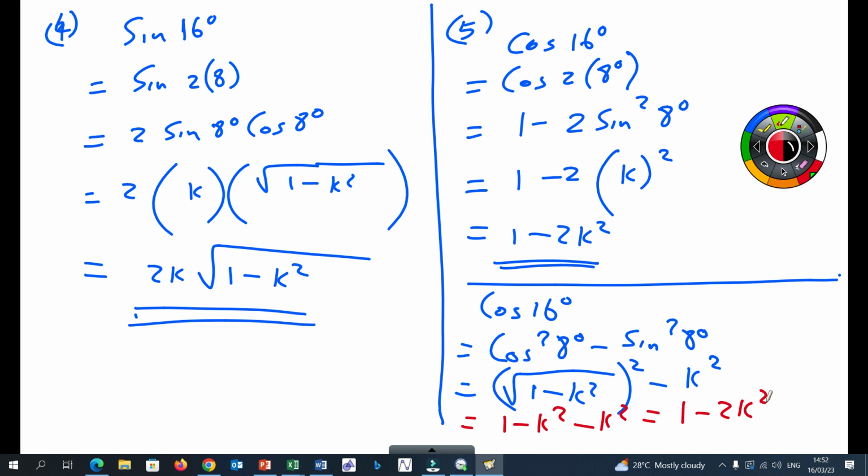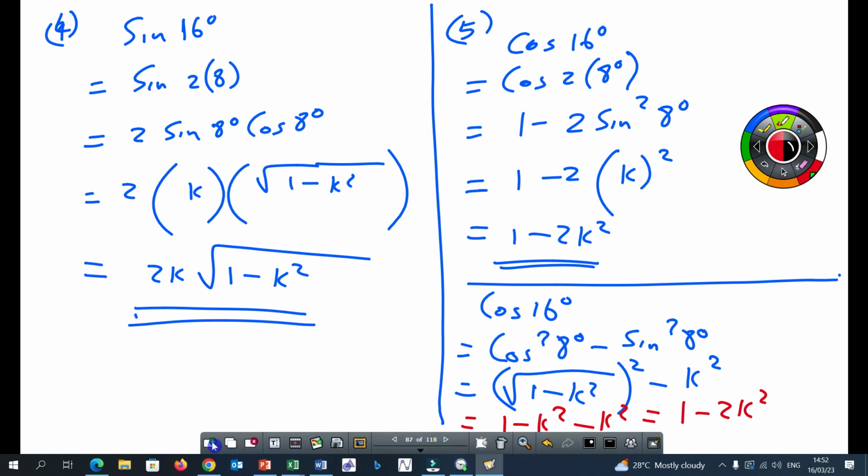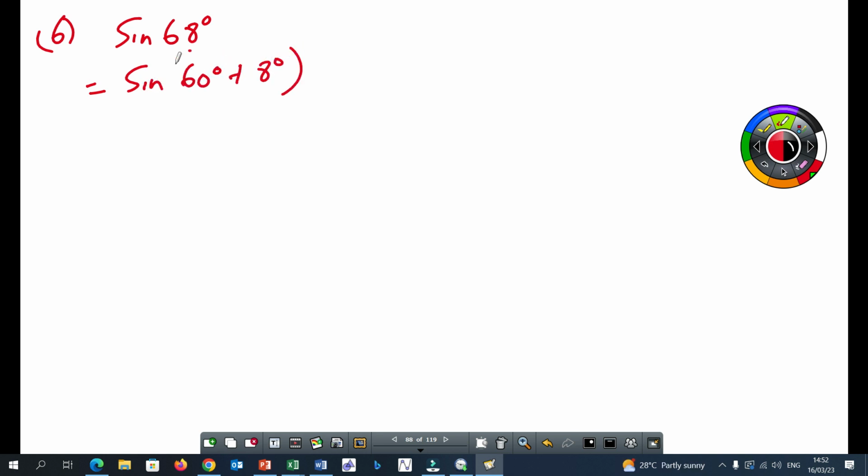Right? Then, the next one is sine 68. Now, sine 68 becomes problematic because our diagram doesn't have 68 degrees. But you have done compound angles, double angles, also special angles. So we can break it up into sine of 60 degrees plus 8 degrees, because of special angles and compound angles.